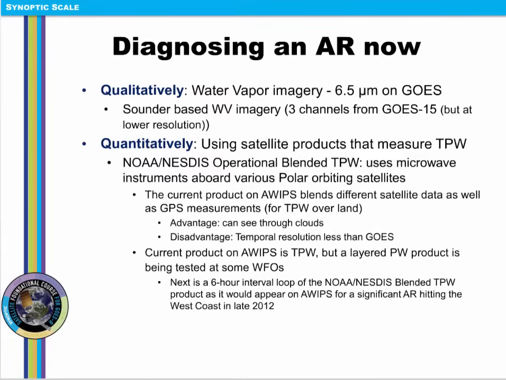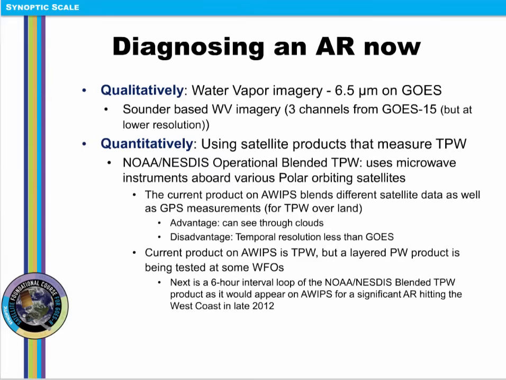How can we diagnose an atmospheric river now? Well, qualitatively, we can use the single water vapor channel available on GOES. For those on the West Coast, sounder-based water vapor imagery from GOES 15 does have all three channels that will be available on GOES-R, however the resolution is quite low.